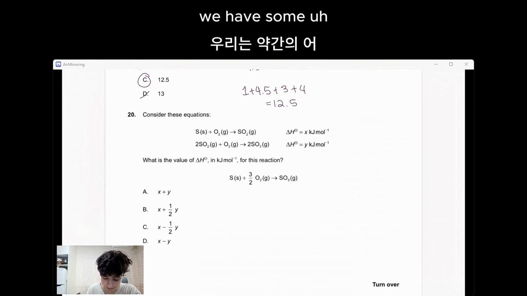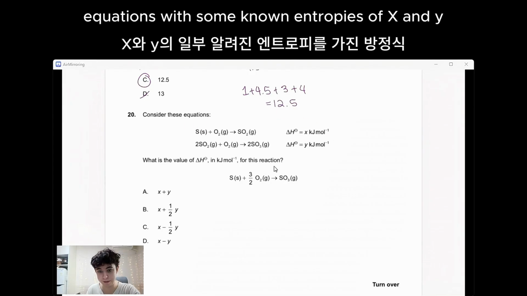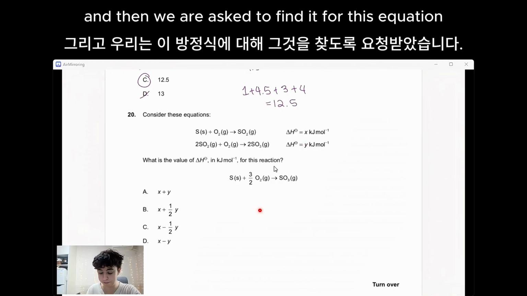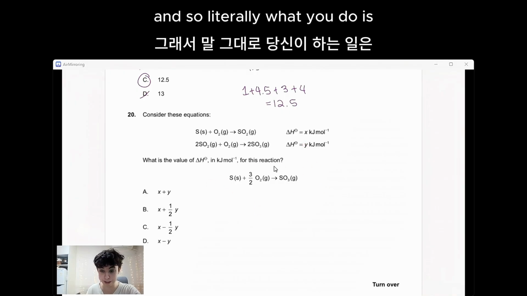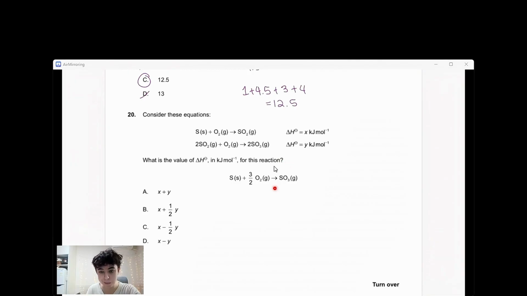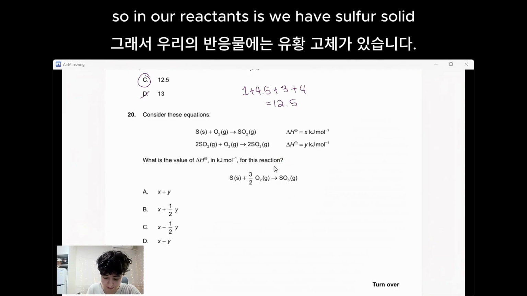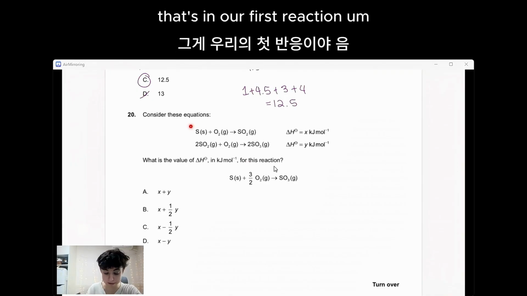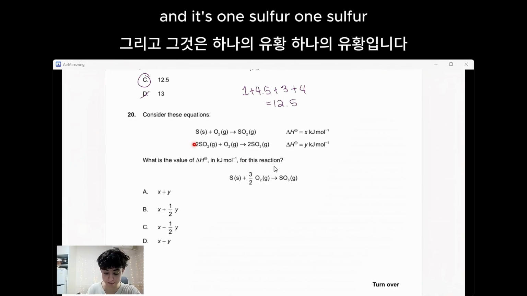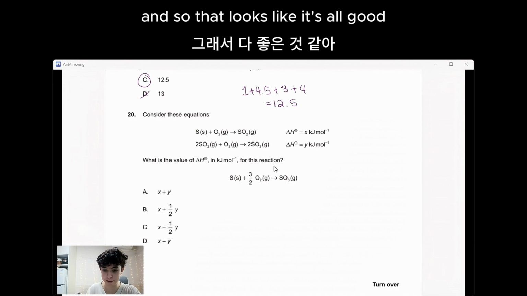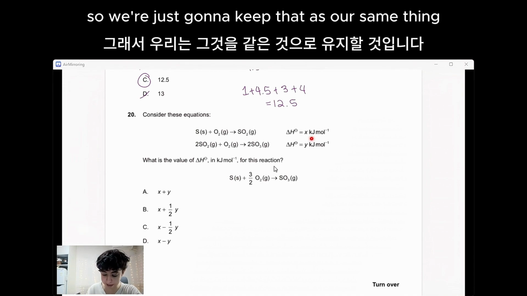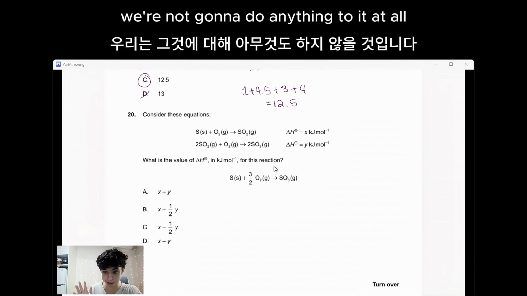We have some equations with some known enthalpies of X and Y, and then we are asked to find it for this equation. And so literally what you do is you just look at what's in the reactants, what's in the products, and then change your equations accordingly. So in our reactants, we have sulfur solid, that's in our first reaction, and it's 1 sulfur, 1 sulfur, and so that looks like it's all good. So we're just going to keep that as our same thing. We're not going to do anything to it at all.